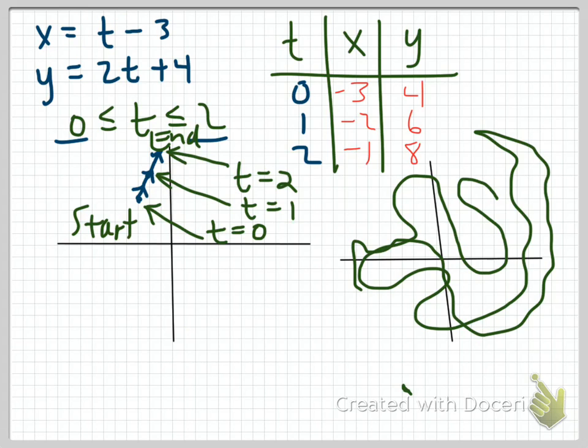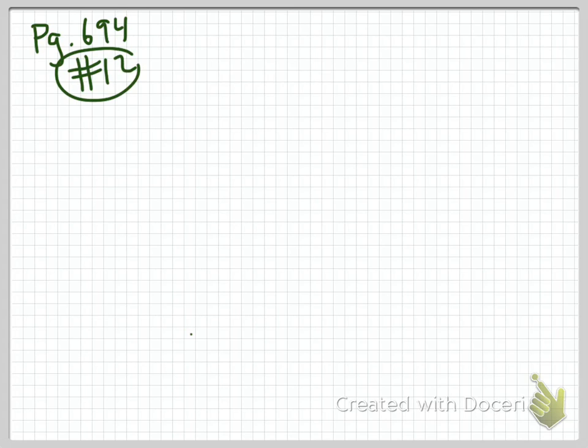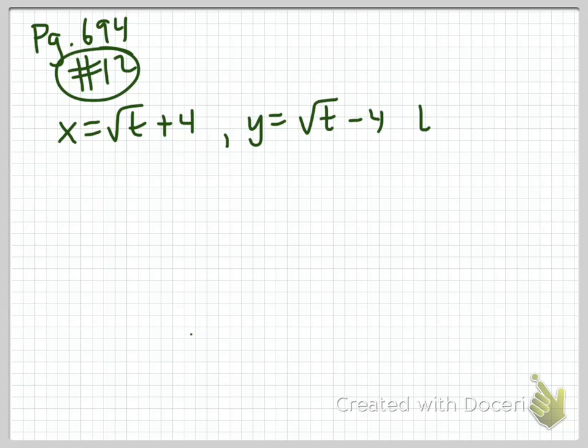Page 694, number 12. The one I just did was page 694, number 8. Okay. And so what is this one? We've got x equals radical t plus 4, and we have y equals radical t minus 4, for t greater than or equal to 0.